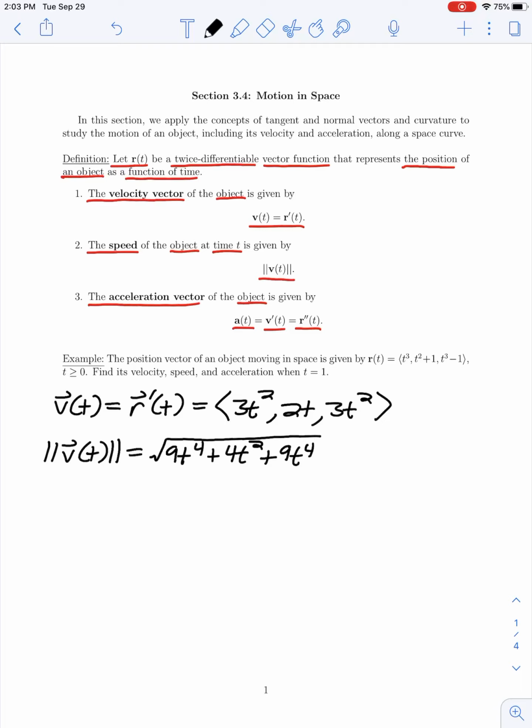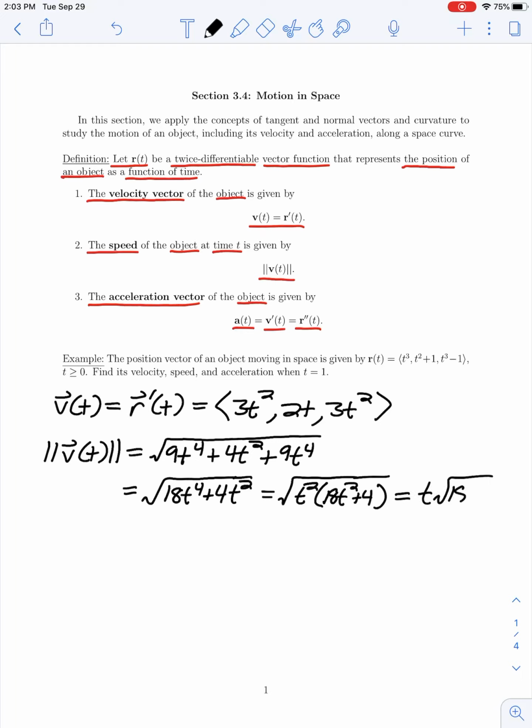Or simplifying a little bit, we would have the square root of 18t to the 4th plus 4t squared. Or if I factor out a t squared from the expressions under the radical, I would have an 18t squared plus 4. And taking the square root of this expression leaves us with t times the square root of 18t squared plus 4.